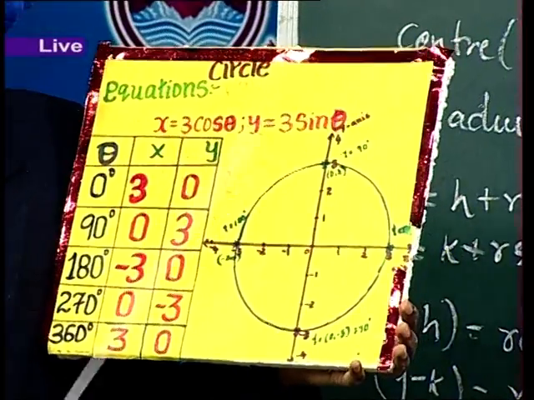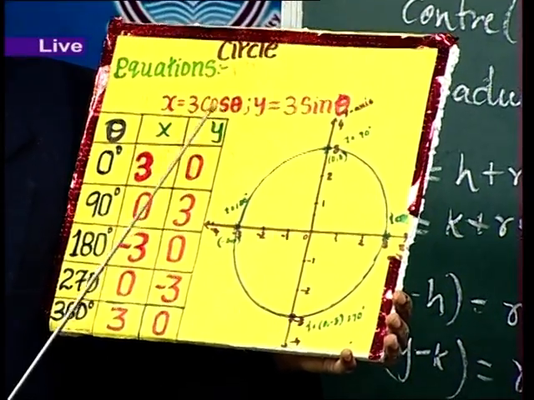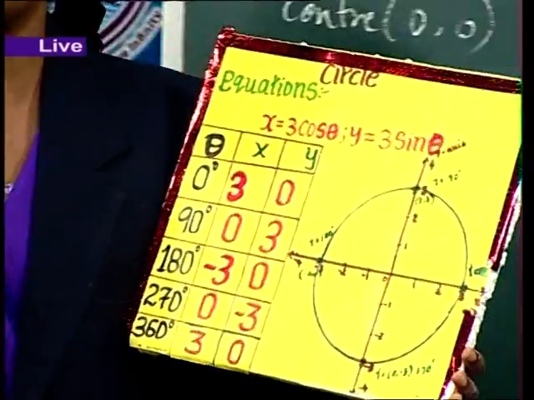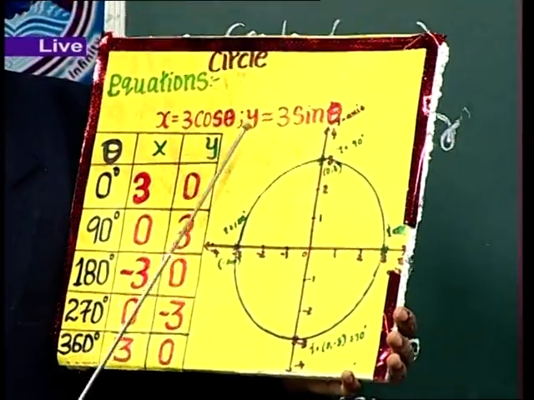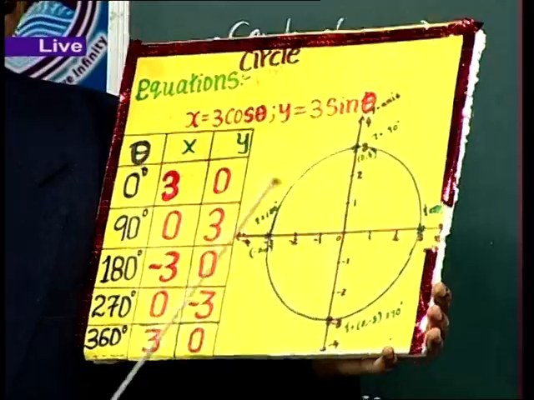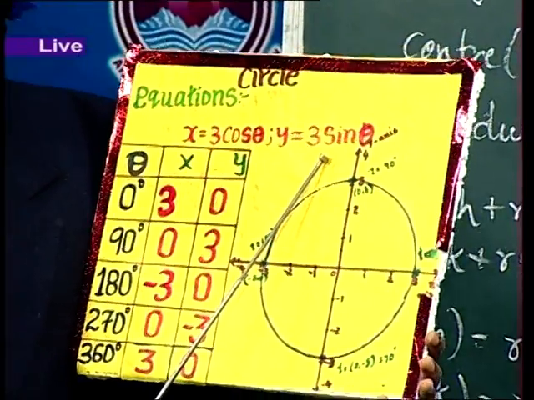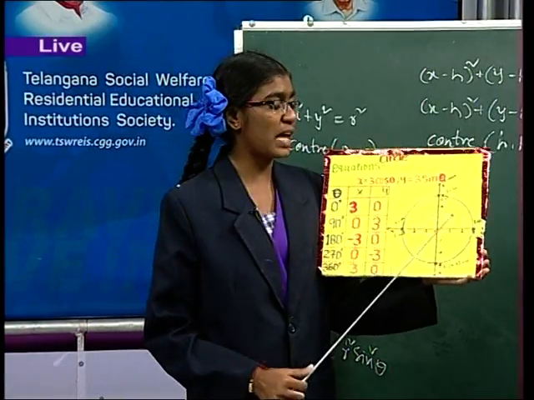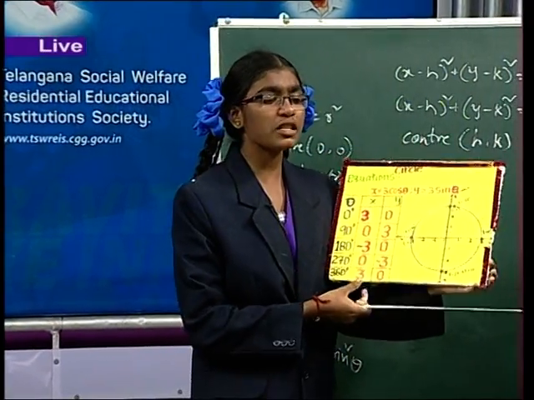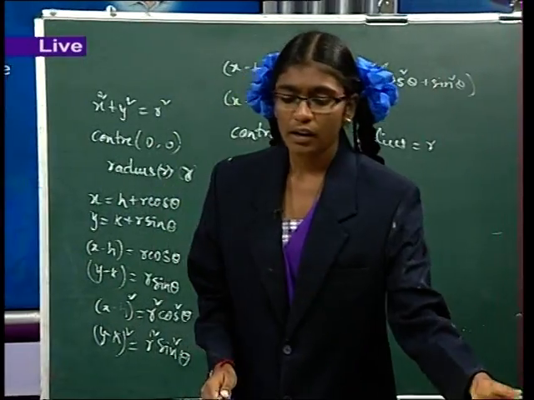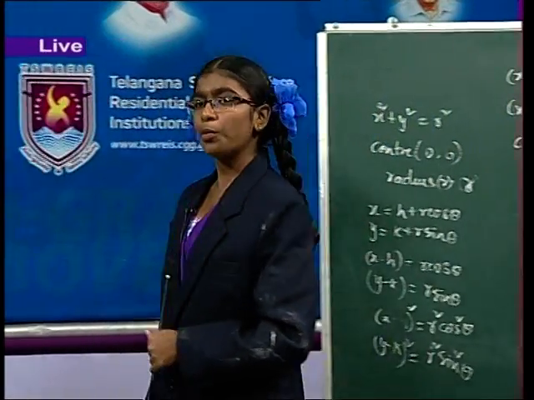By using these parametric equations, we can prove that the locus of these equations is a circle. Are you getting my point, friends? Yes. By using these parametric equations, we get the locus as a circle. Next, we are going to learn about the parabola.